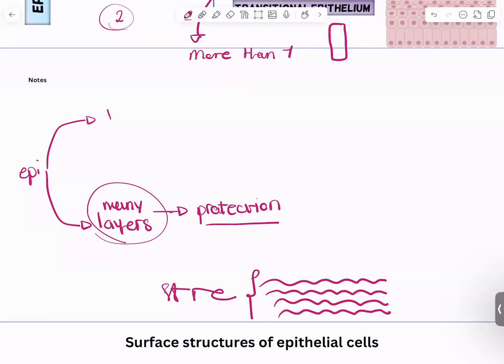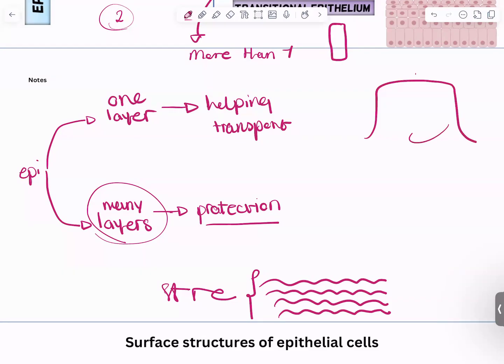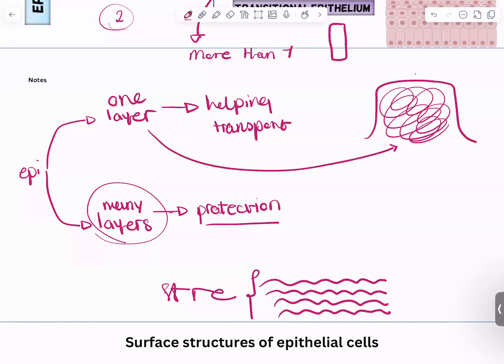But why should we have one layer epithelial tissue type as well? What is the reason? The reason is about helping the transport, right? Helping transport. What do you mean helping transport? We discussed epithelial tissue, for example, in the digestive system. Imagine that this is your large intestine, okay? And this is your small intestine inside of the structure. In the small intestine, we have one layer of epithelial tissue.